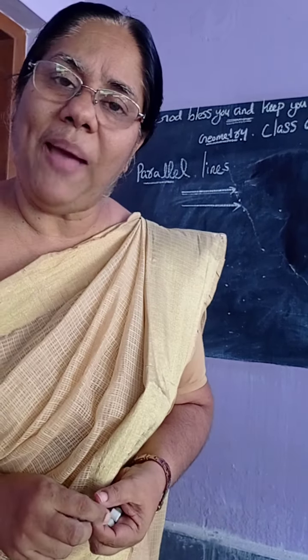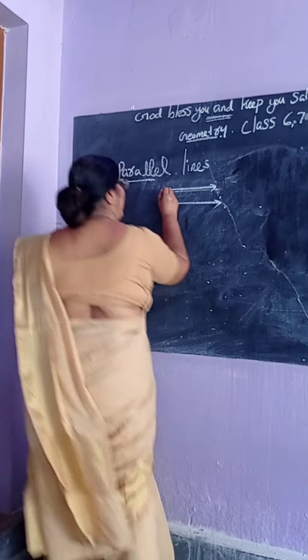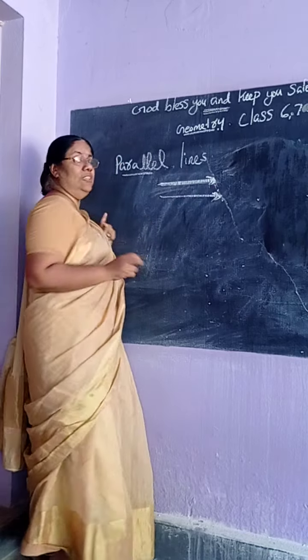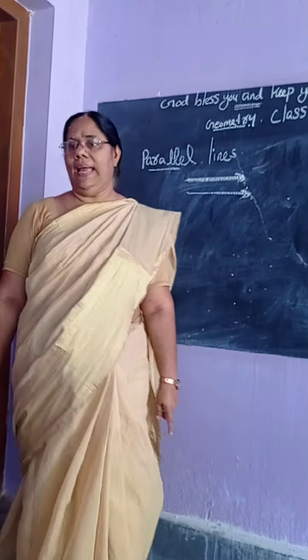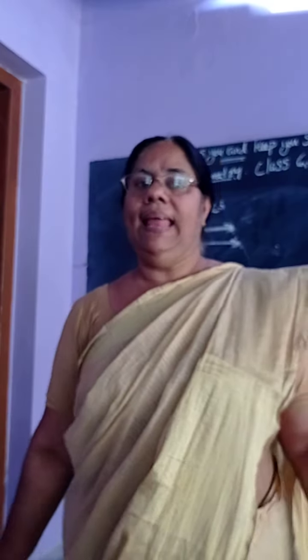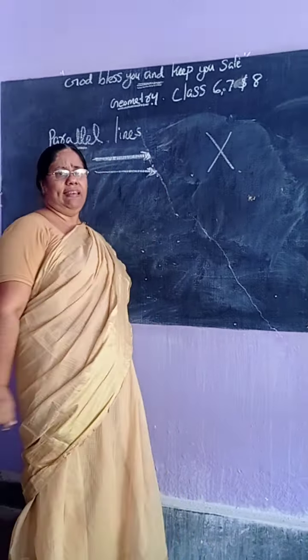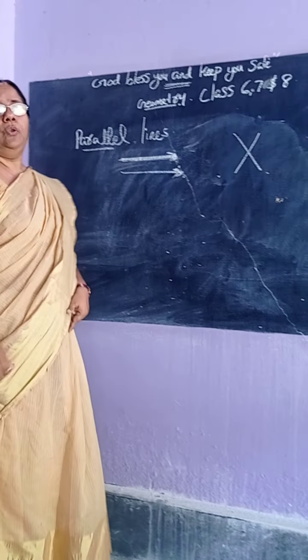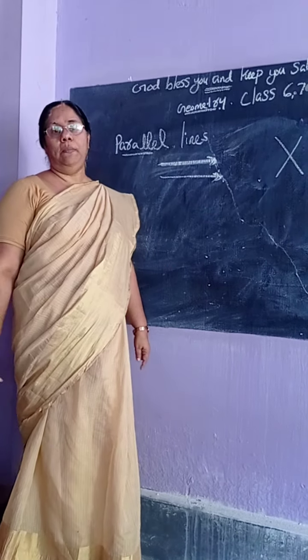Heading is parallel lines. Can you say what parallel lines are? If no point is common to both these lines, no point is common. Understand? Or it would mean that the lines do not intersect. We know that these are two intersecting lines. But here, these do not intersect, or have no common point.